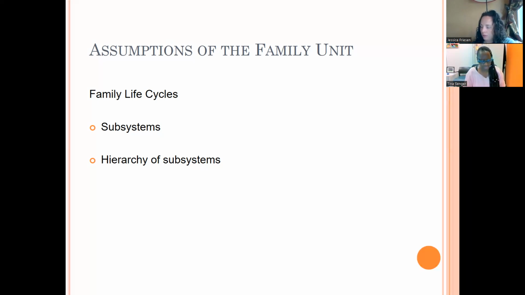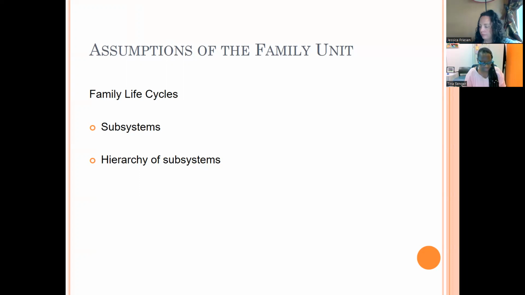Subsystems. Families may have subsystems running within the families. This can include the marital subsystem, a parent-child subsystem, and the sibling subsystem. These can be measured by active boundaries set between members.